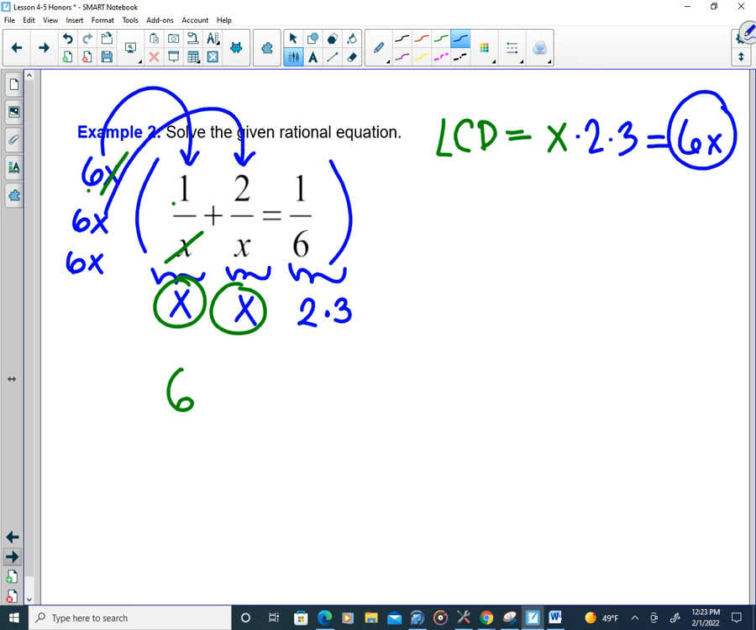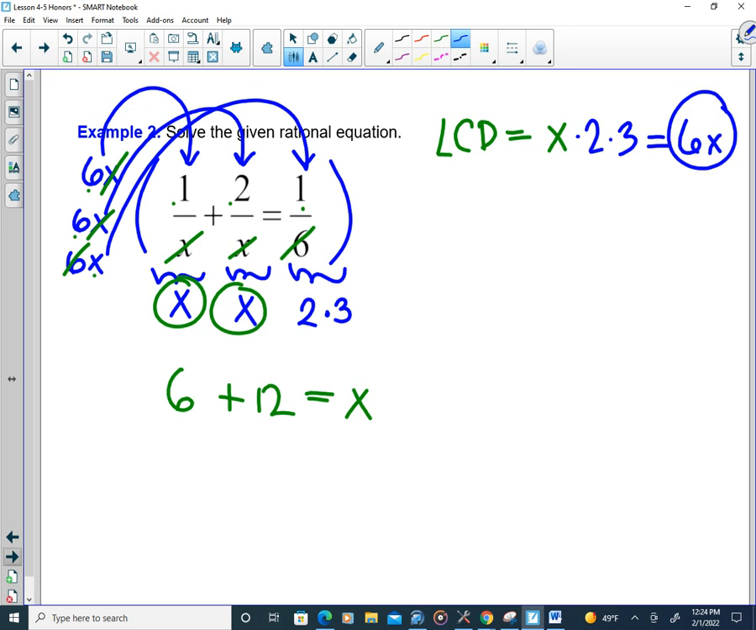6x times 2 over x. The x's will cancel each other out. So we get 6 times 2, which is 12. And then last, you're going to take the 6x times 1 over 6, or the 6 will cancel with the 6. So we have x times 1, which is just x.